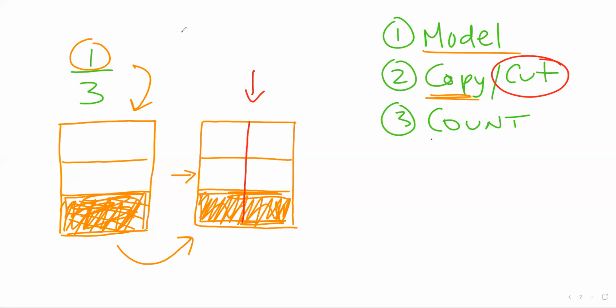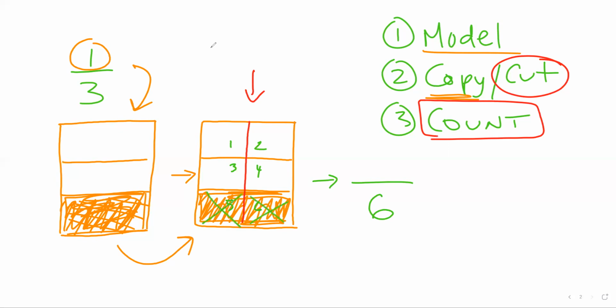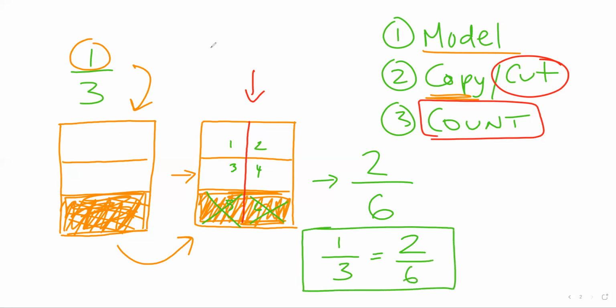Now that takes me to the last step. I'm going to count. Well, let's start with counting all my pieces first. I have 1, 2, 3, 4, 5, and 6. So that's my denominator. And if I count how many are shaded, I have 1, 2, and that's 2 out of 6. And what then this model tells me is that 1 out of 3 is equivalent to 2 out of 6. They are exactly the same. They may look different, but they're the same.